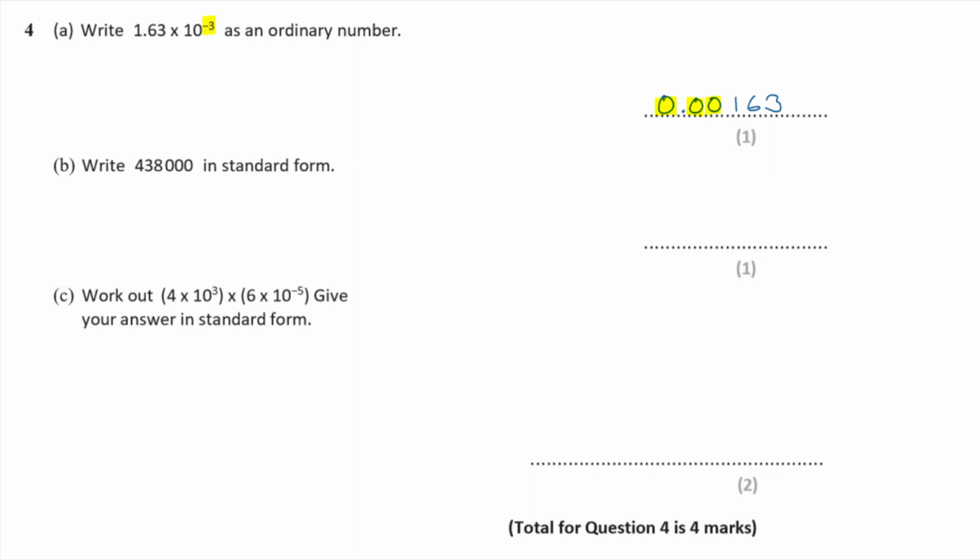Because there's a 10 to the minus 3, there are going to be 3 zeros, 0.00, and then my digits 163. Okay, that's my answer. Part B says write 438,000 in standard form.